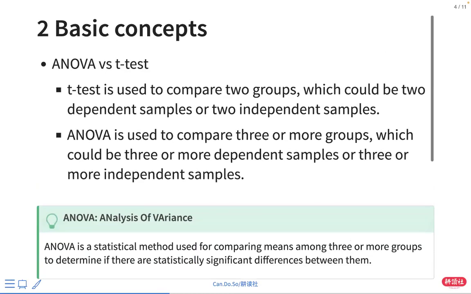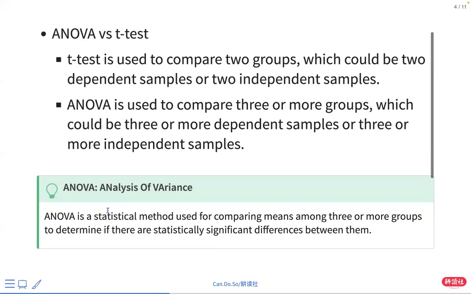So what is ANOVA? ANOVA is short for analysis of variance. It's a statistical method used for comparing means among three or more groups to determine if there is a statistically significant difference between them.